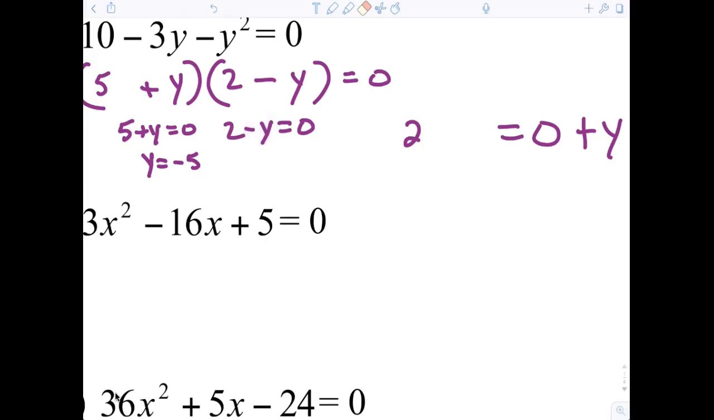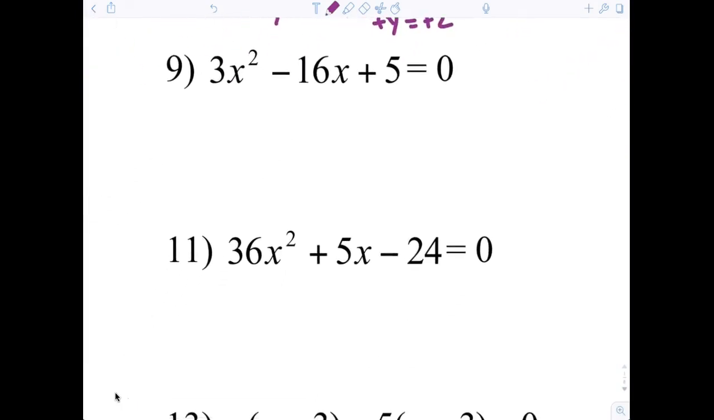So let's do it your way. Subtract 2. Change the signs. Because you can't have a negative y. Oh, okay. Right? Come on. Yeah. Now you understand why it's easier. All right, number 9.